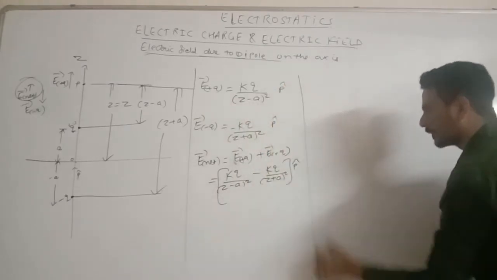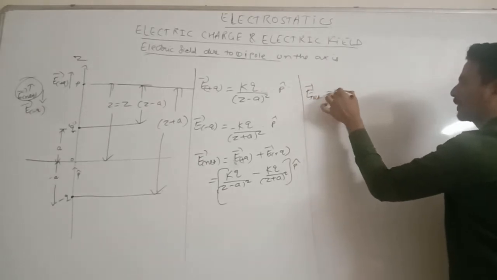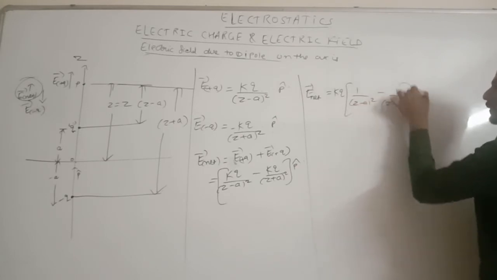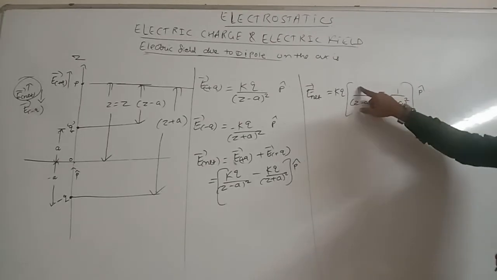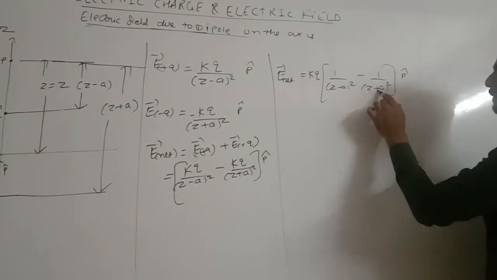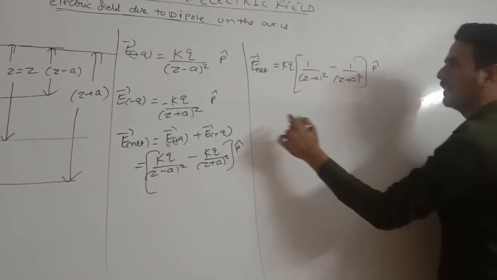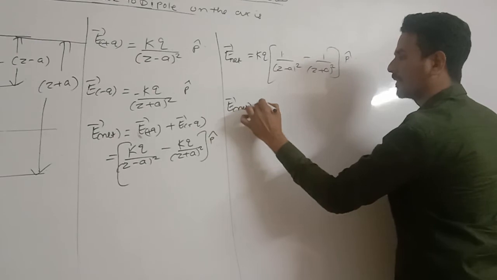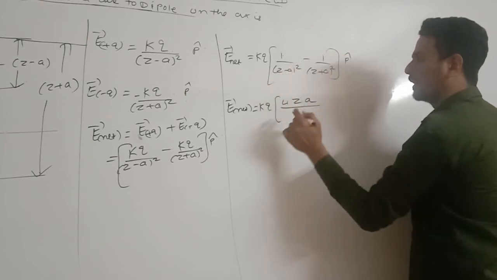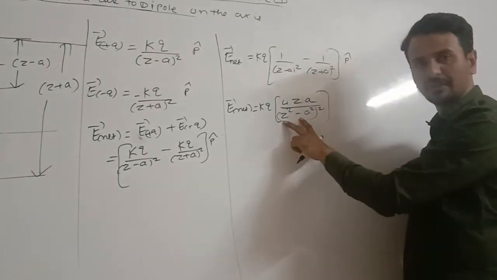Clear? Okay, so now net electric field equals kq 1 by z minus a the whole square minus 1 by z plus a the whole square into p caret, right? This term will go over here, this term will go over here, so it will be z square plus a square plus 2za minus z square minus 2za plus a square. So the middle term will be remaining, other terms will get cancelled. So finally it will be 4za upon z square minus a square the whole square, right? A minus b, a plus b, that is a square minus b square.